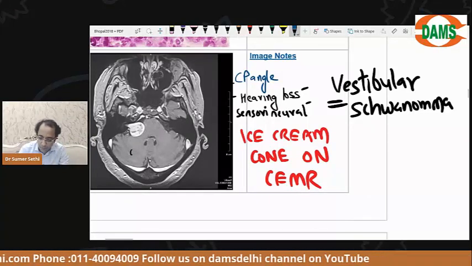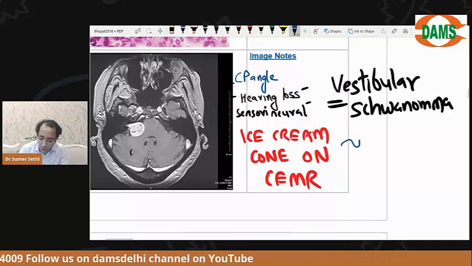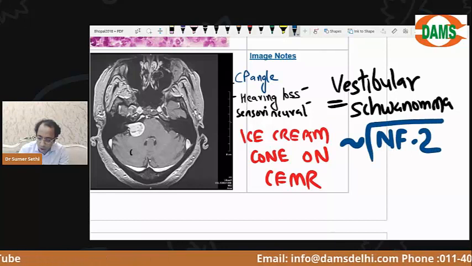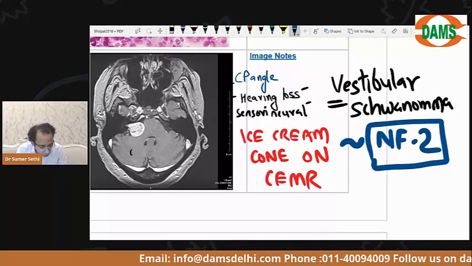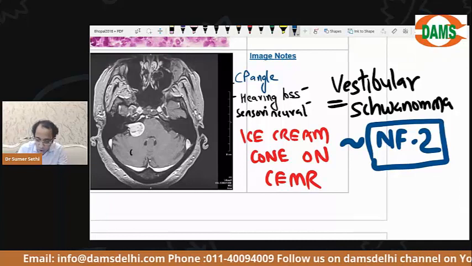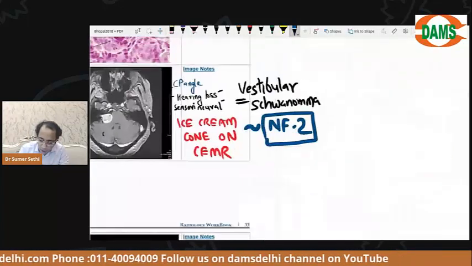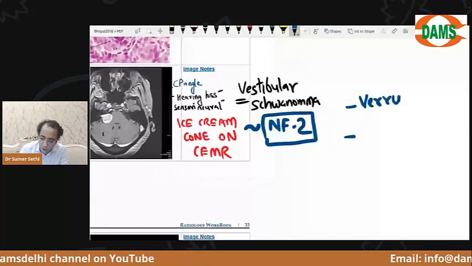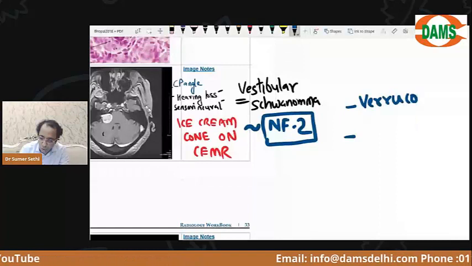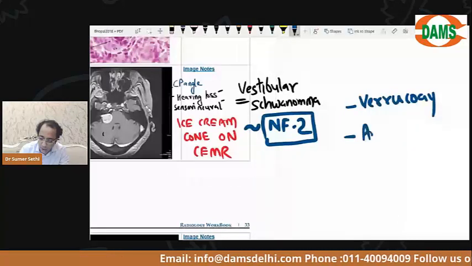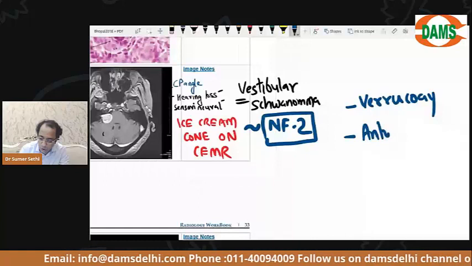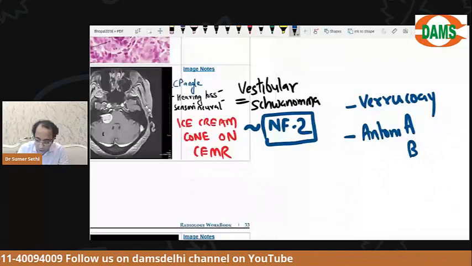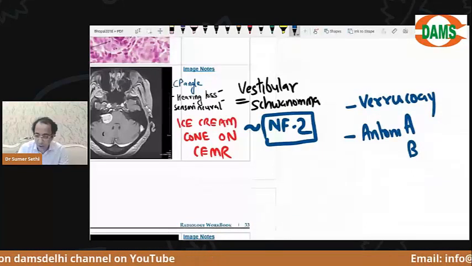Association. Again, vestibular schwannomas are also associated with NF2, and when you look at them in microscopy, in pathology, they will tell you about things like Verocay bodies. Have you heard of them? Verocay bodies and Antoni A, Antoni B zones. याद है? Pathology में they will talk about Antoni A, Antoni B zones, and they'll talk about Verocay bodies.